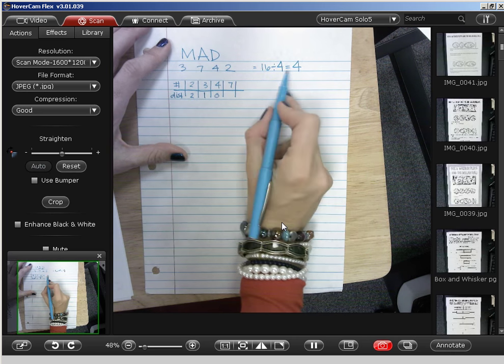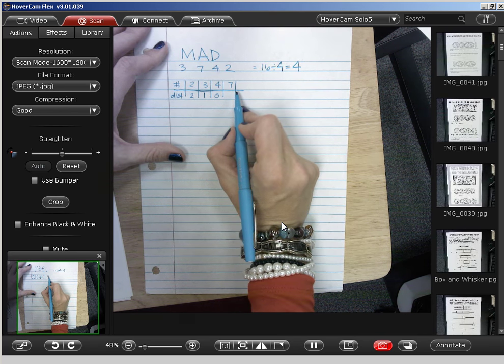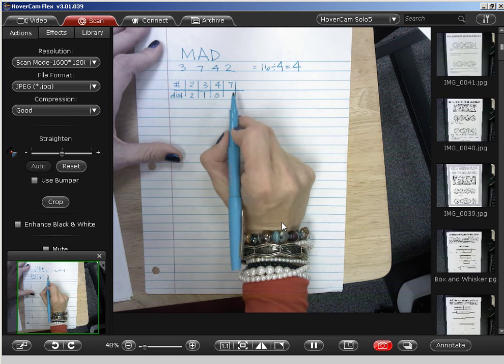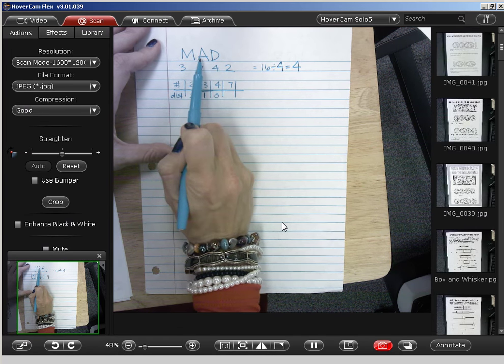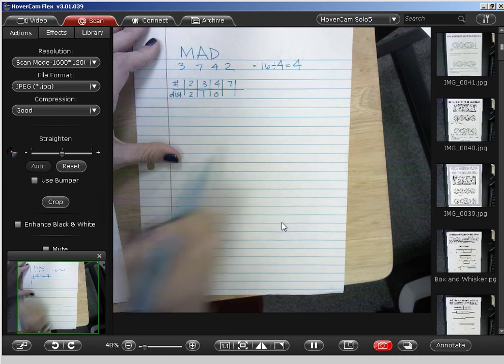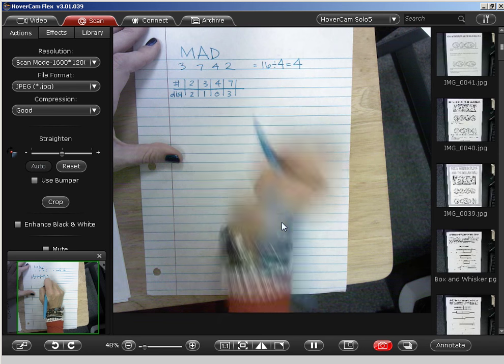Now for this one, 4 minus 7 would give me a negative number. But remember, when I'm talking about distance, it is not negative. So when we talk about mean absolute deviation or MAD, the A should remind you of absolute value, where it's always got to be positive. So the distance between 4 and 7 is 3.